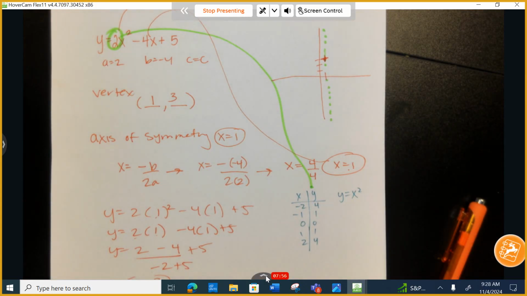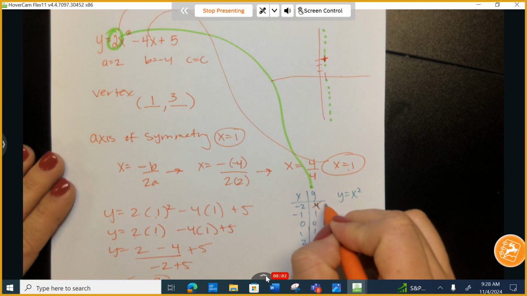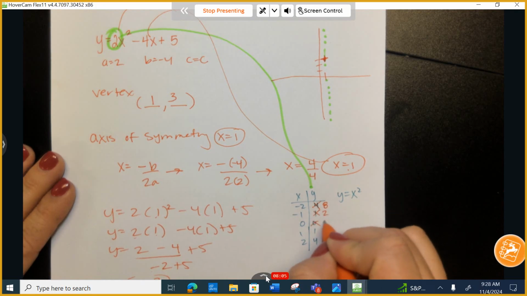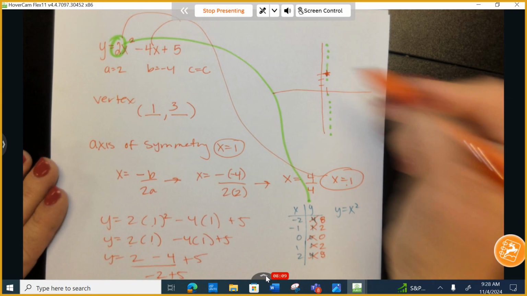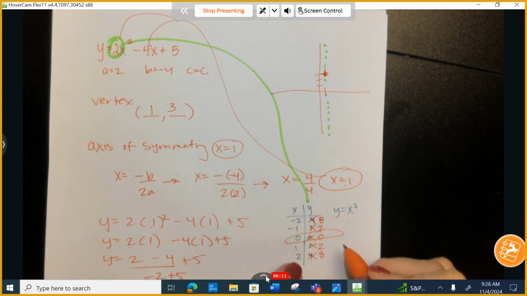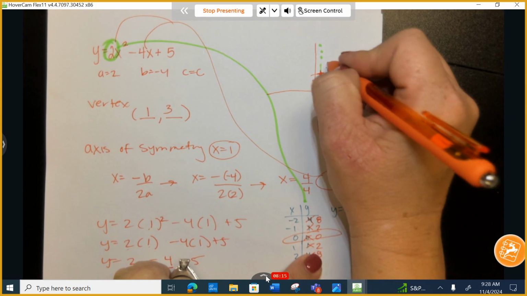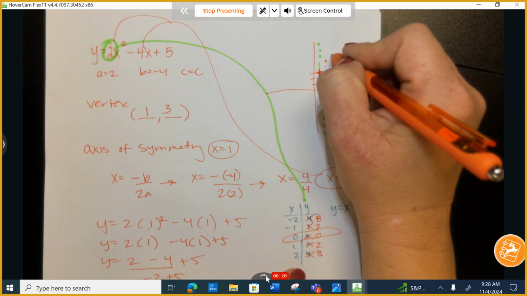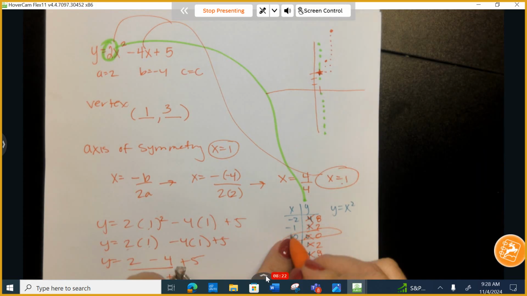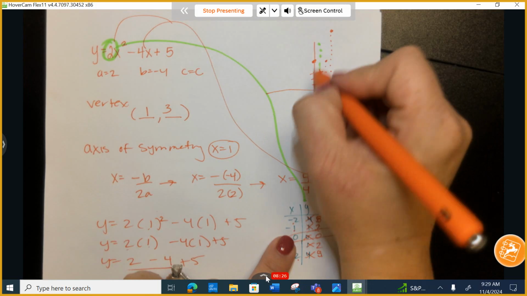Now the only time you don't have to worry about that is if the a value is 1, because taking 1 times the y values doesn't change anything. 2 times 4, 2 times 2, 2 times 1. This is my bullseye. My bullseye is always 0, 0. From the bullseye, over 1 and up 2. Over 2, up 8. Left 1 from the bullseye, up 2. Left 2, up 8.